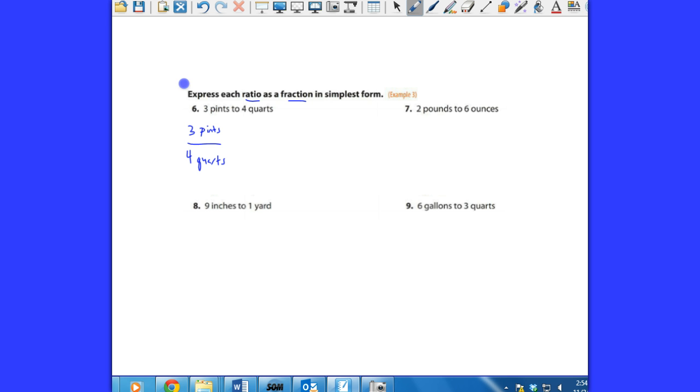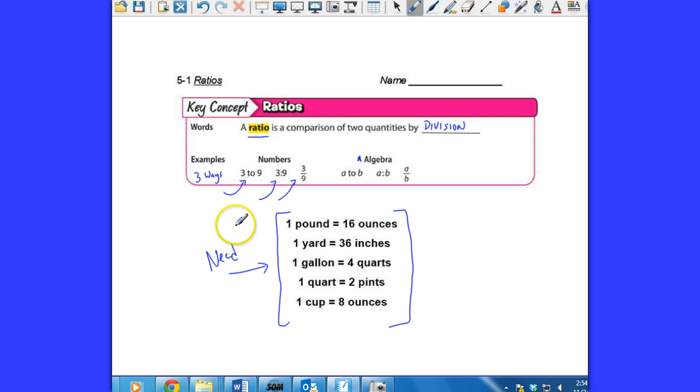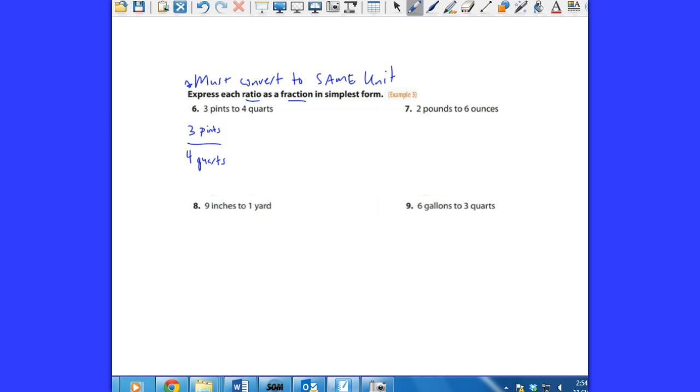So add this note here that you must convert to the same type of unit or measure. Okay, well, on the other side of your paper, this page here, I gave you all of the conversions that you need. And this particular question says you're comparing pints and quarts. Pints and quarts are this conversion right here, that 1 quart is 2 pints. So I'll put that note here that 1 quart is 2 pints.